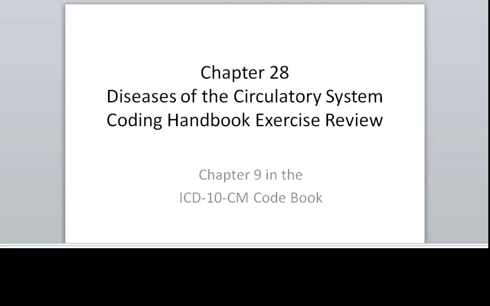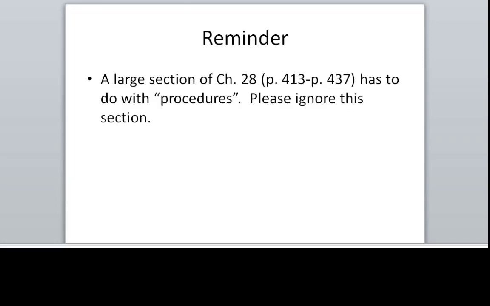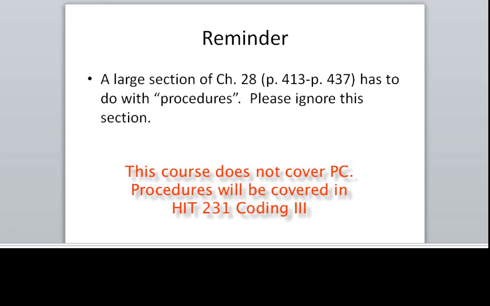Hello, today we're going to work on Chapter 28, the diseases of the circulatory system. This corresponds to Chapter 9 in the ICD-10 CM Codebook. As a reminder, a large section of this chapter has to do with coding procedures. So ignore this section, and when you're working in the exercises, ignore the part of the exercise that has to do with the procedure and just code the diagnoses.